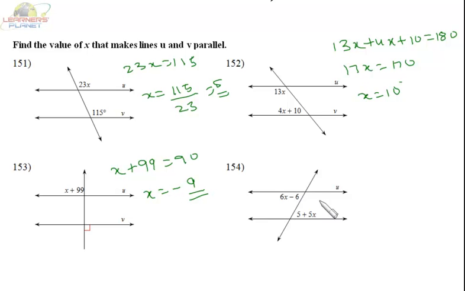Clear? In this case, both of them are alternate interior angles, and if they are the same, the lines will be parallel. So 6x minus 6 is equal to 5 plus 5x. So x is equal to 11. So if x is equal to 11, both the angles will be the same, and if they are the same, then the lines U and V will be parallel.